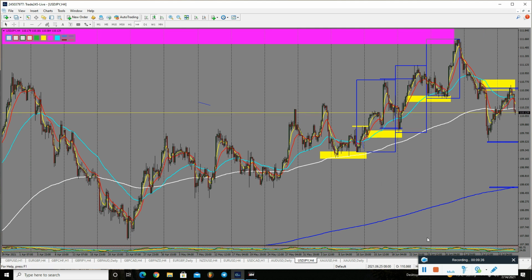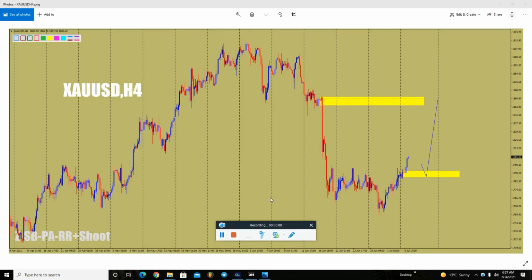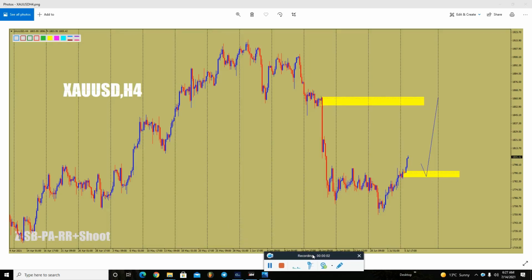So guys, what we're going to look at right here is an example on gold. All right, guys, this is the markup that I actually sent out to my group, and as you can see, this is gold on the H4 time frame. And as I always say, I keep my trading very simple. There's no need to complicate your trading, because that will always lead to losses.